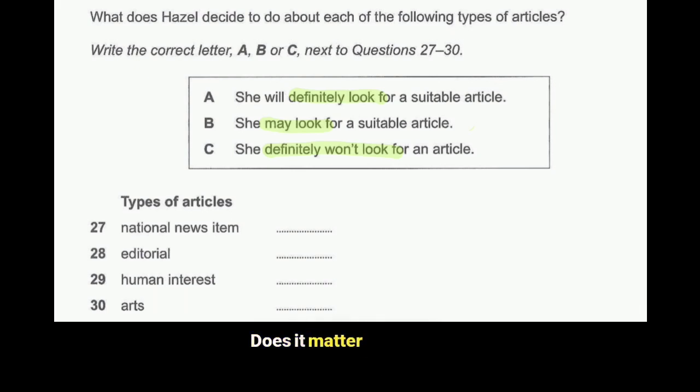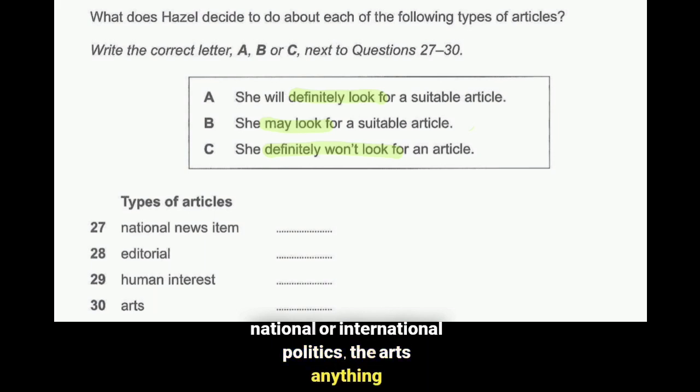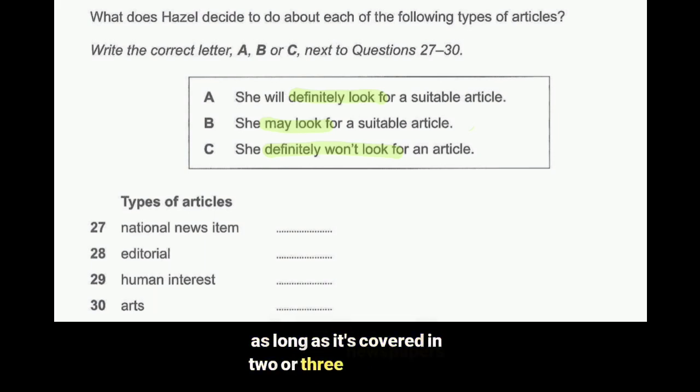Does it matter what type of story I write about? No. National or international politics, the arts, anything, as long as it's covered in 2 or 3 newspapers. Though, of course, it'll be easier and more fun if it's something you're interested in and know something about. And on that basis, a national news item would be worth analysing. I'm quite keen on politics, so I'll try and find a suitable topic.